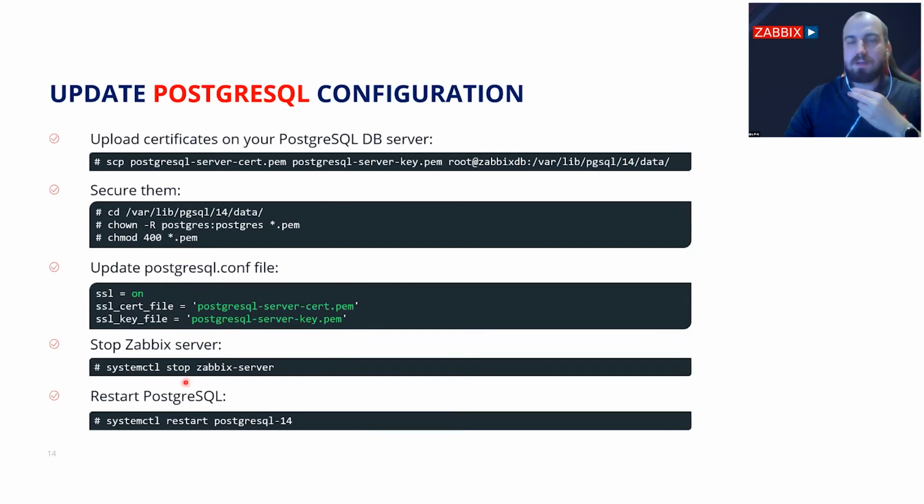Then stop Zabbix server, and this is really important, because otherwise, if you restart first, Zabbix will try to reconnect, and Zabbix will just knock on the Postgres door until you basically need to give it a proper no until it stops. So stop Zabbix server first, and restart PostgreSQL to actually apply the changes that you made to the configuration files.